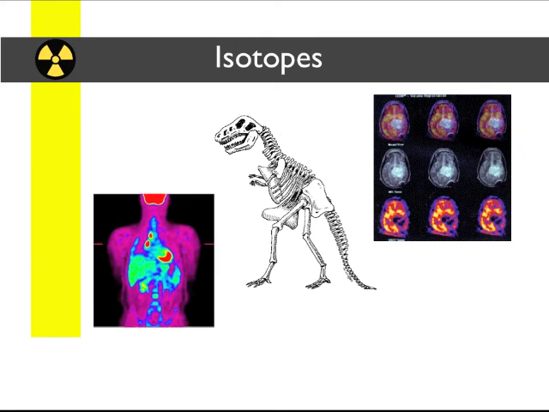So you can use isotopes for medical x-rays. They light up different parts of your body, kind of like Homer Simpson does in this next clip here.